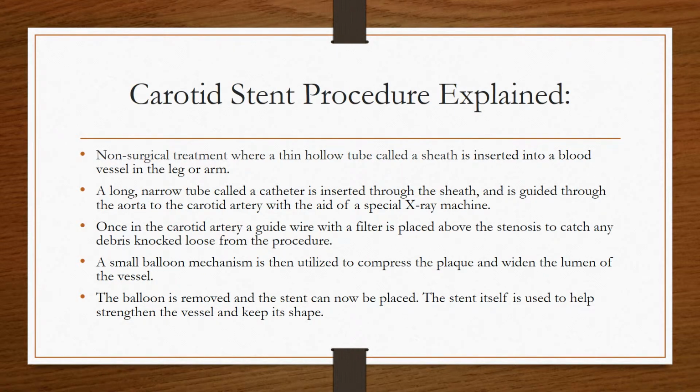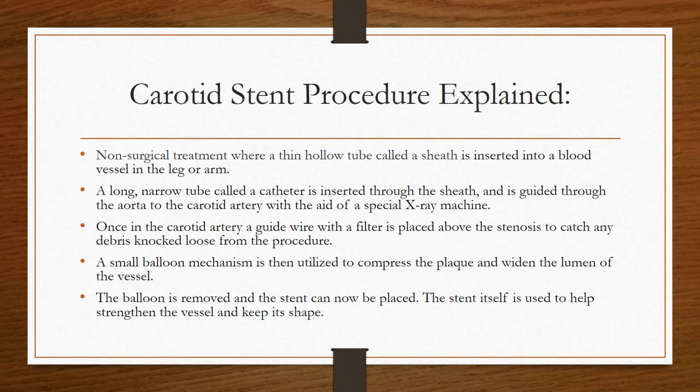So this is just a slide describing the procedure of a carotid stent in more detail. Again, it's a non-surgical treatment where a thin hollow tube called a sheath is inserted into the blood vessel in usually the leg or the arm. After the sheath is placed, a long narrow tube called a catheter is inserted through the sheath and is guided through the aorta to the carotid artery, and it's aided by an x-ray machine so they know where they're at and where to go.